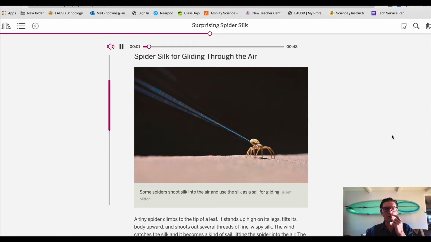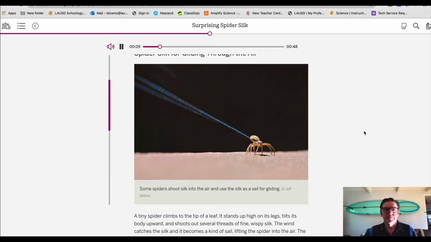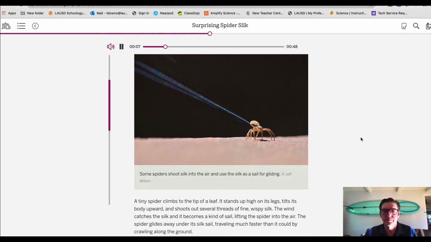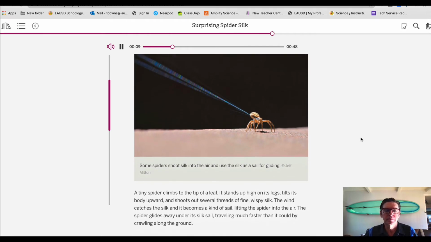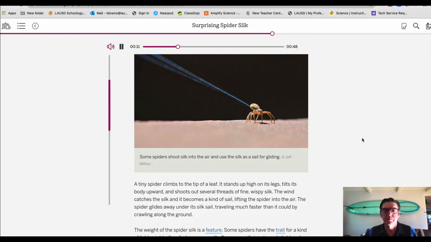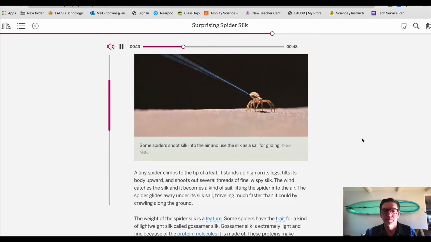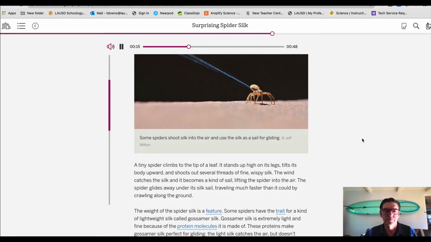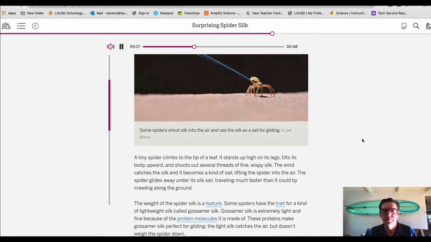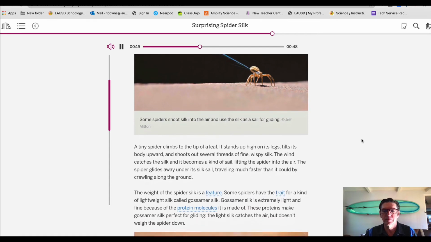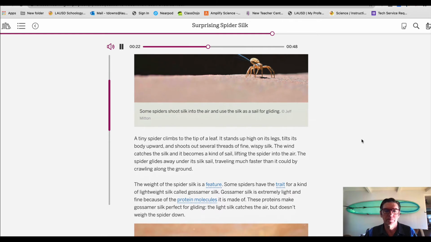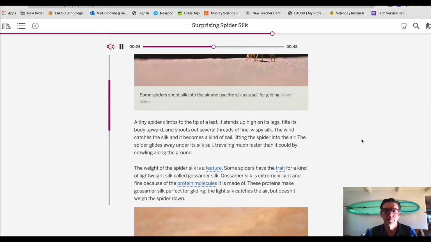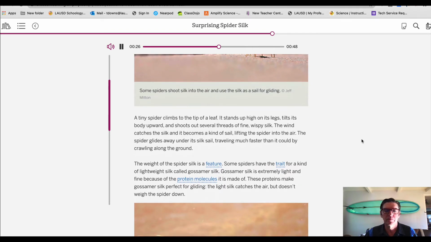Chapter 2: Spider Silk for Gliding Through the Air. A tiny spider climbs to the tip of a leaf. It stands up high on its legs, tilts its body upward, and shoots out several threads of fine, wispy silk. The wind catches the silk, and it becomes a kind of sail, lifting the spider into the air. The spider glides away under its silk sail, traveling much faster than it could by crawling along the ground.